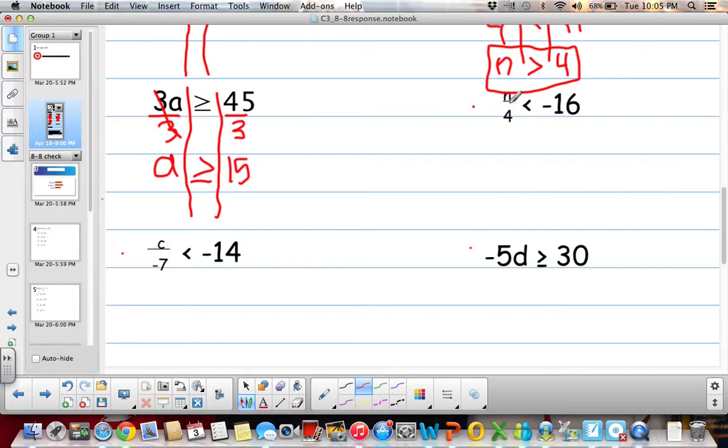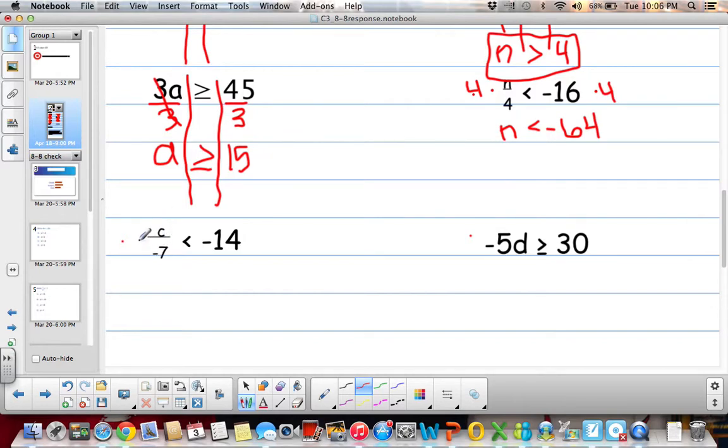So if we have n divided by 4 is less than negative 16, we're going to multiply both sides by 4. So we would have n is less than, and negative 16 times 4 would be negative 64. This is positive, so we would leave our sign. Even though negative 16 is negative, we're going to leave the sign because we're multiplying only by a positive number.